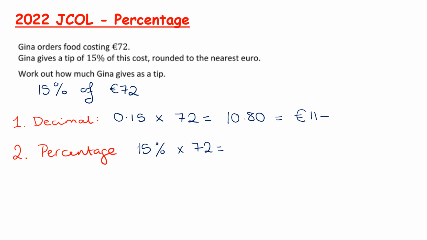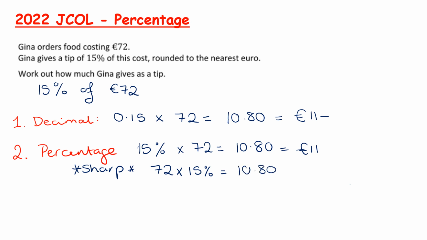If you're using a Sharp calculator, just to be aware, the percentage is a little bit temperamental. So again, that gives me €11. If you're using a Sharp calculator, you just need to flip the order. The percentage has to come second. So you'll do 72 by 15%. Now that's absolutely fine to do, because in multiplication order doesn't matter. Multiplication is what we call commutative. It can be done in either order. You need to put your percentage at the very end and you won't need to press equals and you'll get your 10.80 just like that.